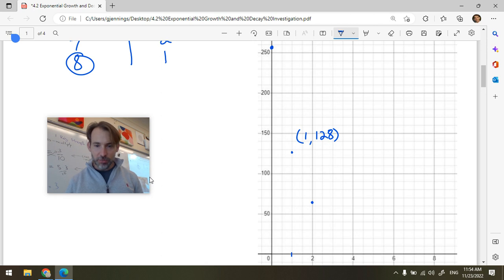So go ahead and graph your table of values. 3 matches played, that's 32. 4 matches have been played, that's 16. 5 matches played, that's 8 left. And so you could label any of these points that you want. Here's the points 4, 16, 5, 8, 6, 4, 7, 2, and 8, 1.